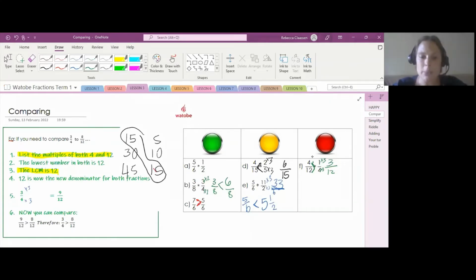So can I get a thumbs up or a thumbs down or a halfway thumb? How are you feeling about doing this work? How are you feeling about the comparing fractions? I'd like to get an idea. How are you guys doing?